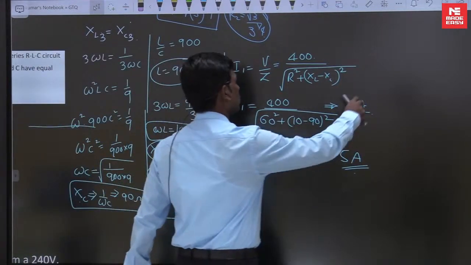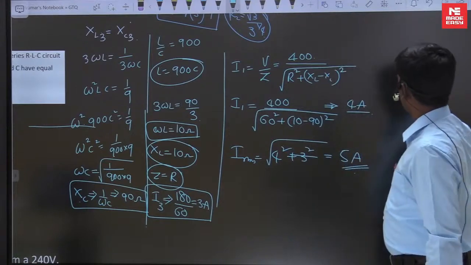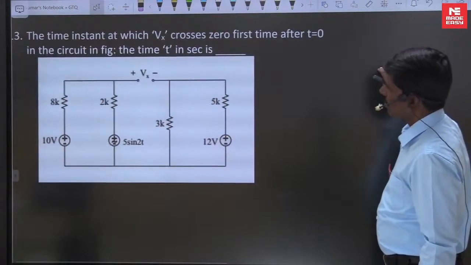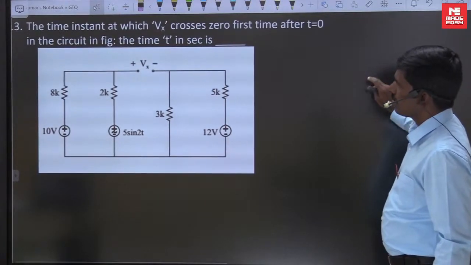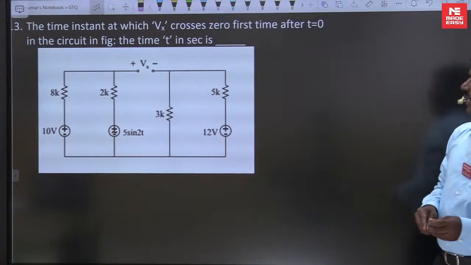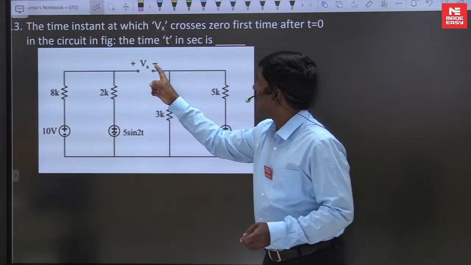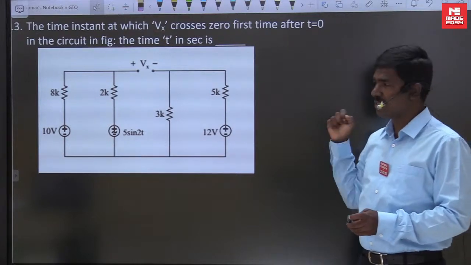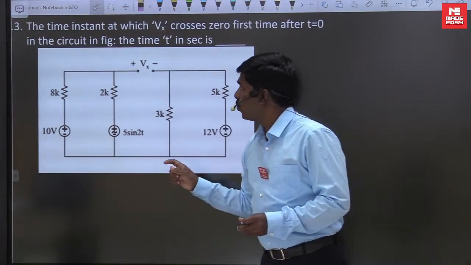Now move to the next question. The time instant at which Vx crosses 0 for the first time after t equals 0 in the circuit in the figure.